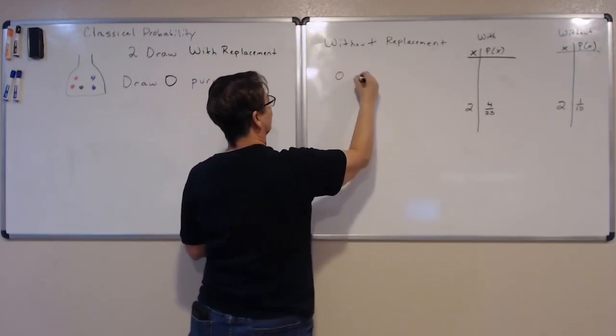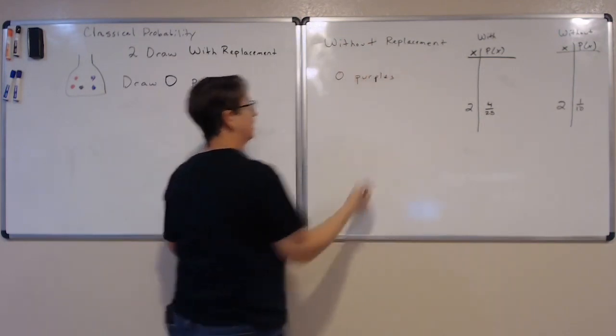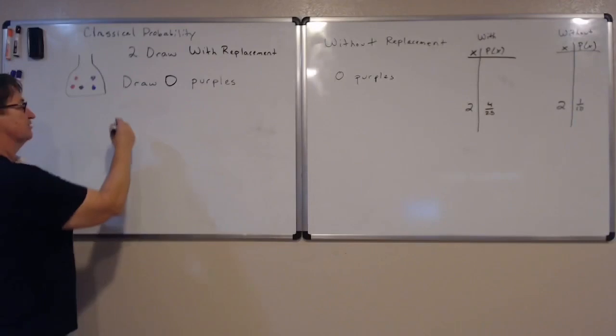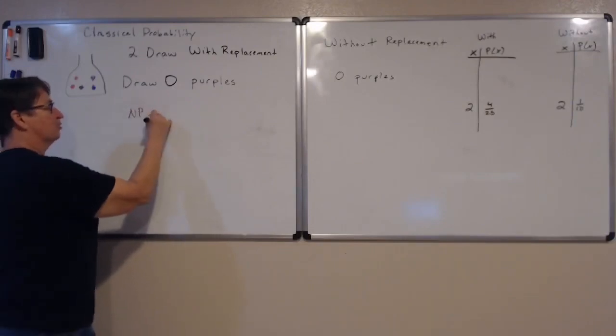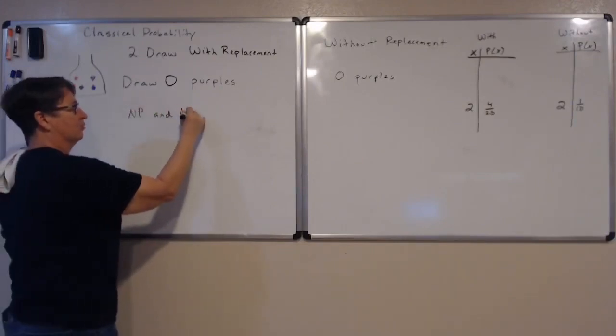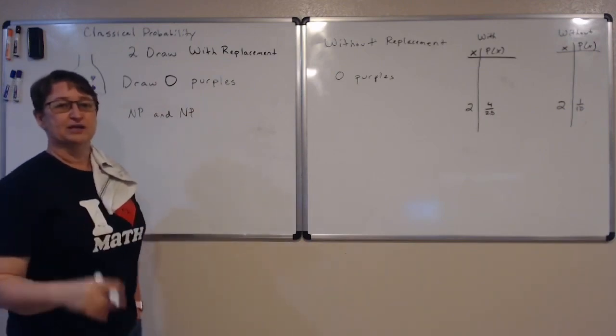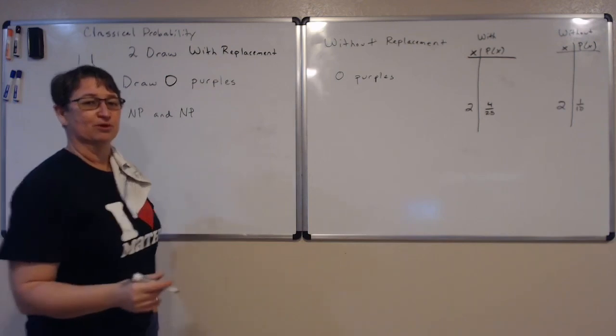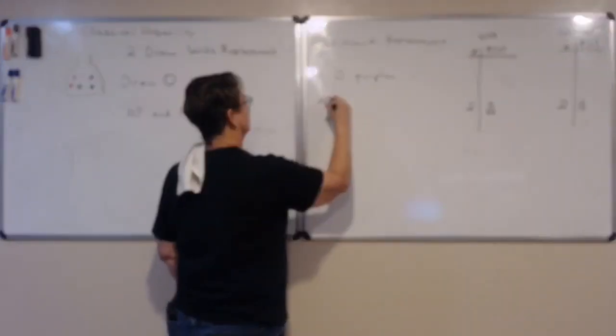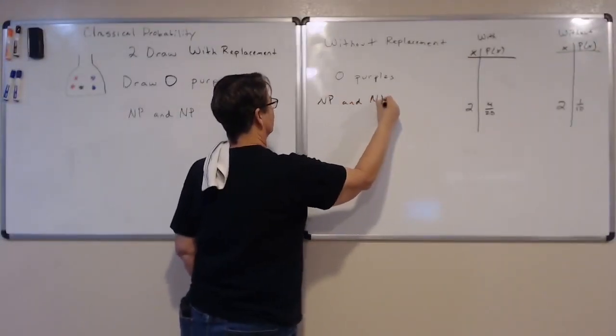So 0 purples again. And again, you told me yesterday, we looked at the words and we said it would be easier just to say not purple and not purple. Remember we went through all the different things and they were like, oh, that's too complicated. Let's just do not purple and not purple. Perfect. Y'all got these words.